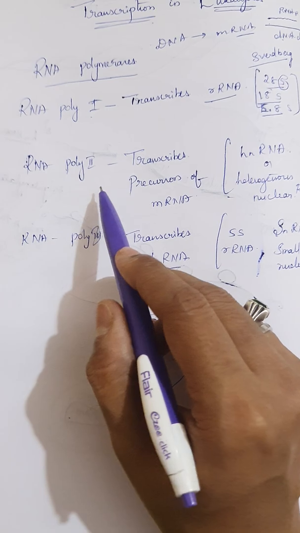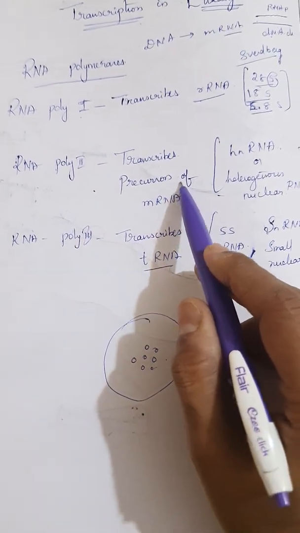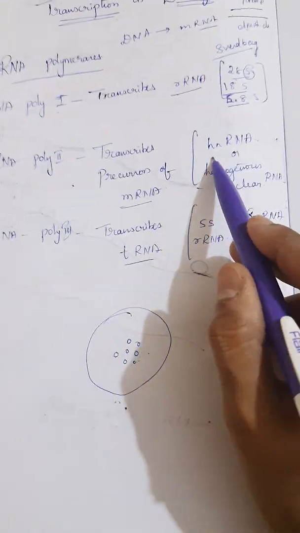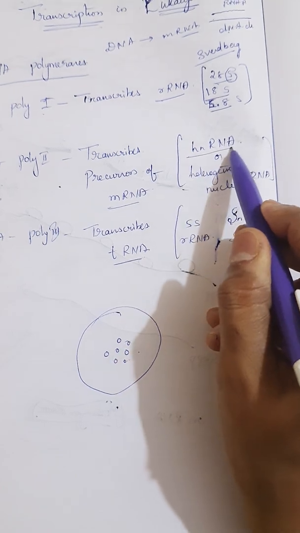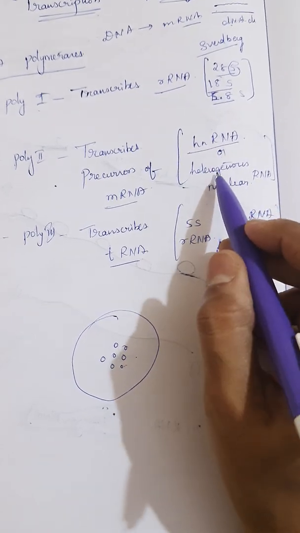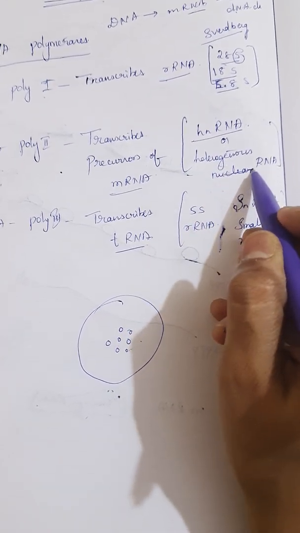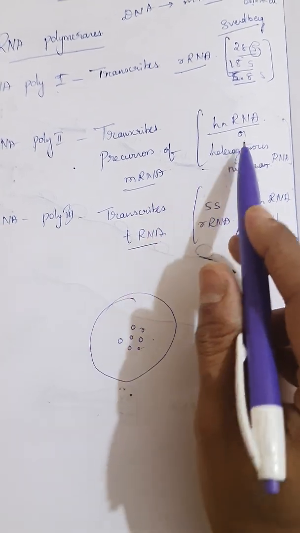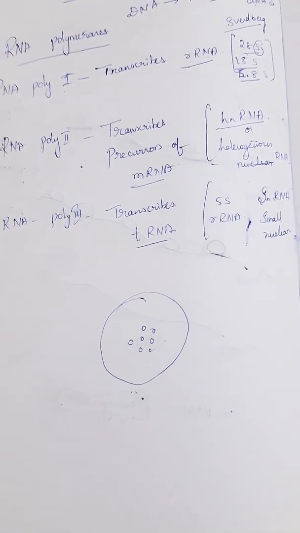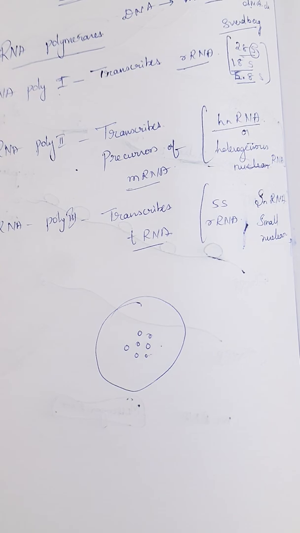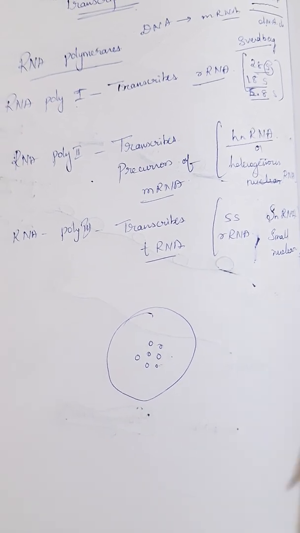Now RNA polymerase 2 transcribes the precursor of the mRNA. So our main mRNA which we are talking about is also called hnRNA, or heterogeneous nuclear RNA. Why is it called heterogeneous? Nothing but it is showing the exons and also introns conditions. Then let's talk about this later, guys.